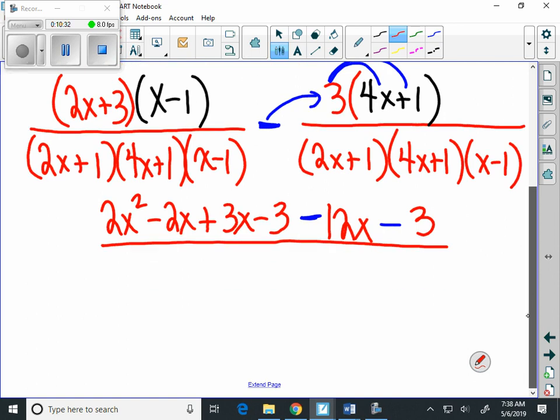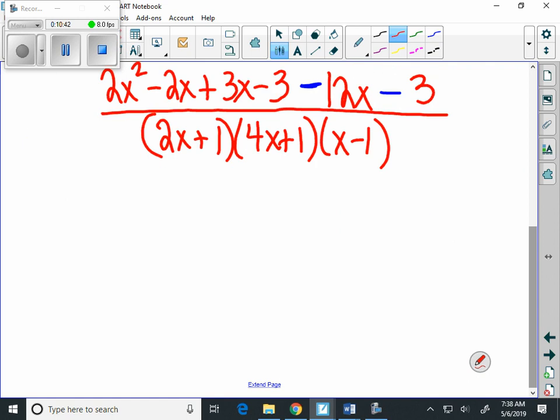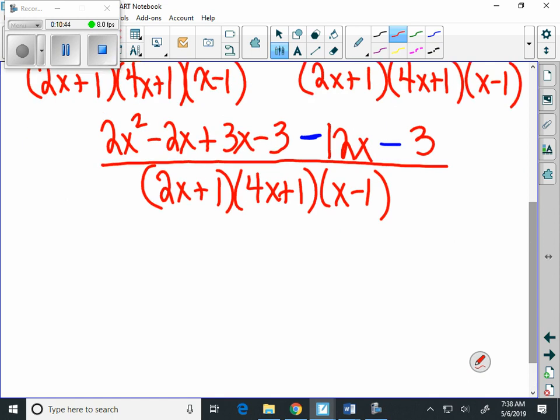And we have our common denominator of 2x plus 1 times 4x plus 1 times x minus 1. And we're getting closer here to finishing. Looking for like terms up there in the numerator. We don't have anything with the 2x squared, but we have negative 2x plus 3x minus 12x, which is going to be 11x.